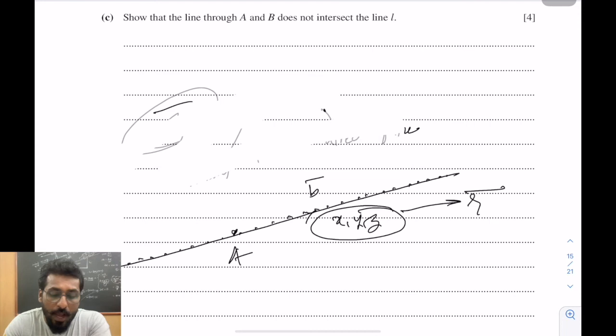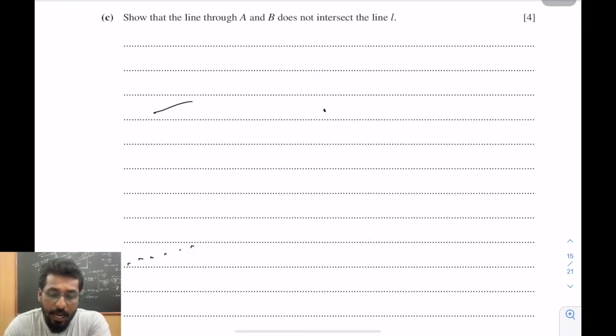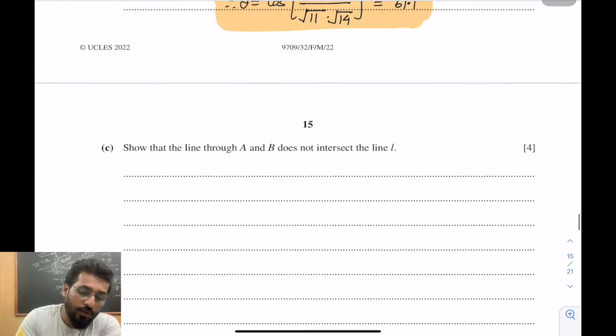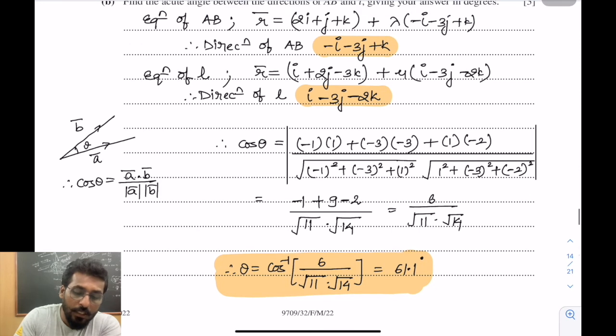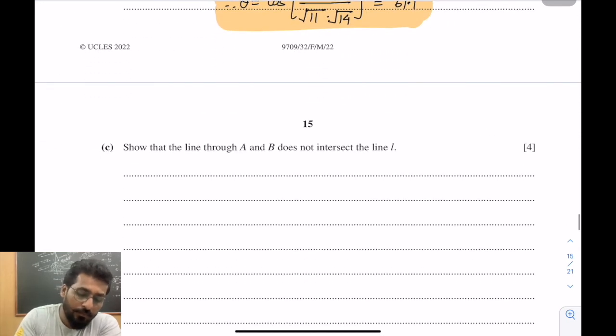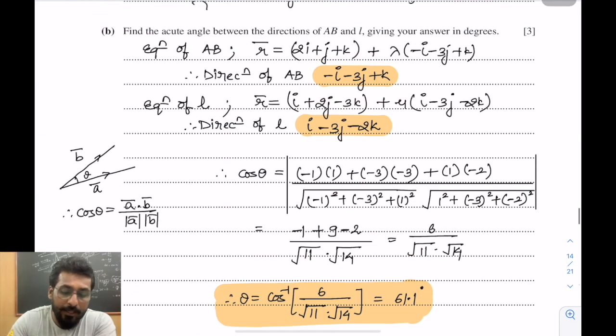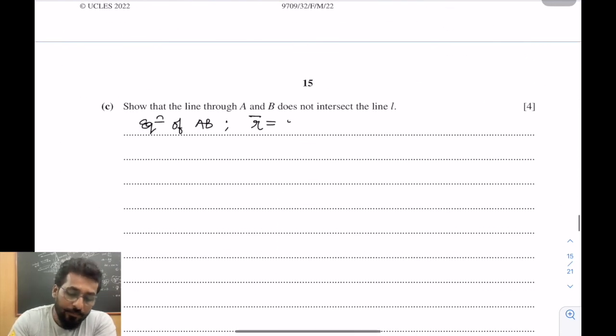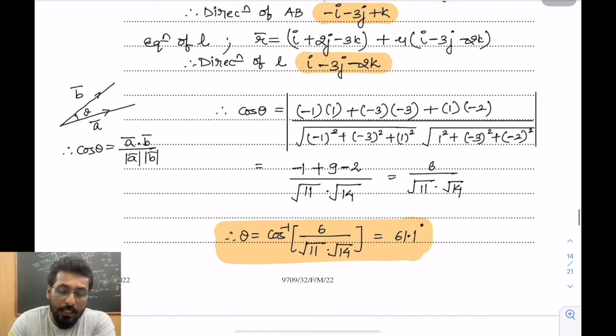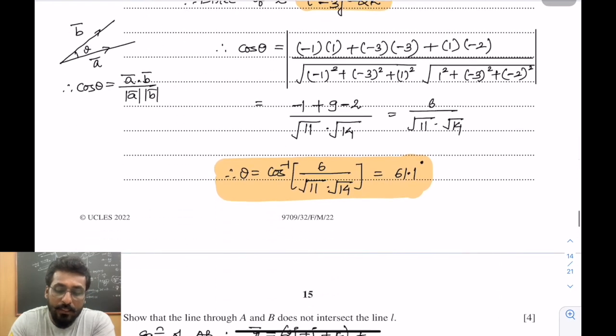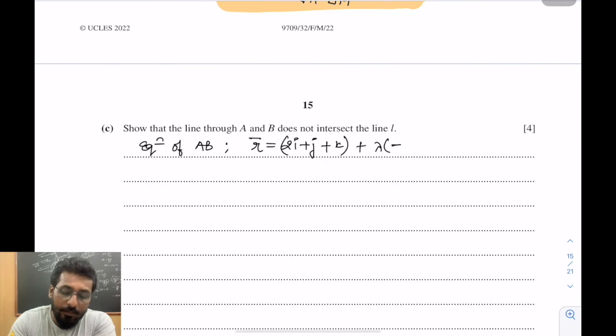Now when you have the equation of line L and the equation of line AB, I have vector equations. The equation of line AB and L is already written over here. So I'm going to rewrite the equations. The equation of line AB is r bar equal to 2i plus j plus k plus lambda times of minus i minus 3j plus k.